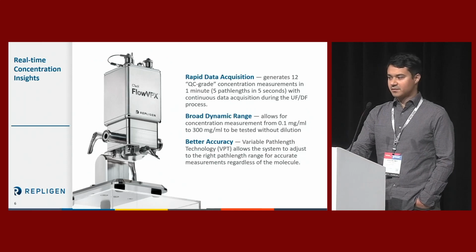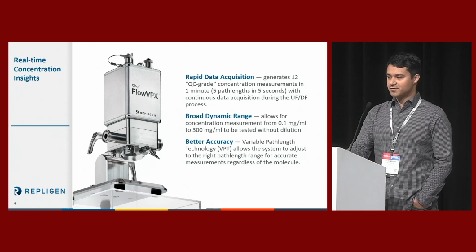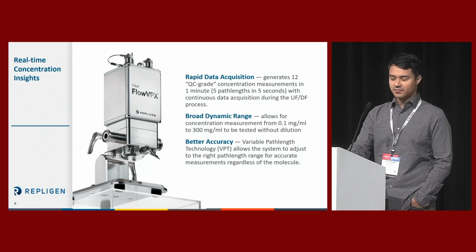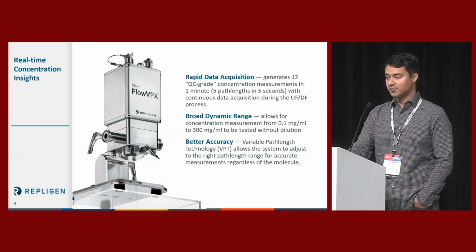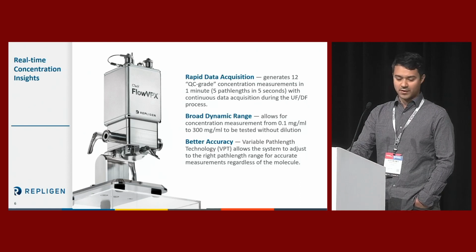So the FlowVPX can rapidly acquire data at multiple path lengths with a concentration measurement based on 5 path lengths that is measured every 5 seconds. This range of path lengths will actually allow for concentration measurement of samples as low as 0.1 mg per mL all the way up to 300 mg per mL without any need for sample dilution.